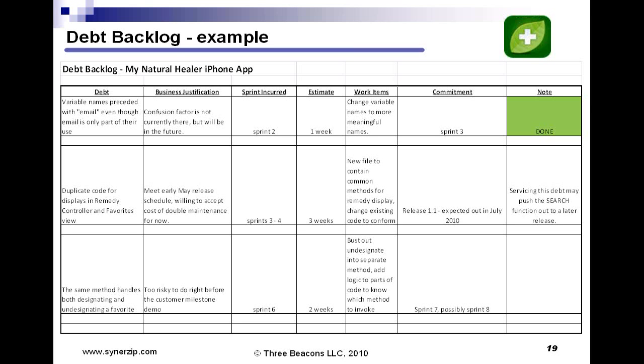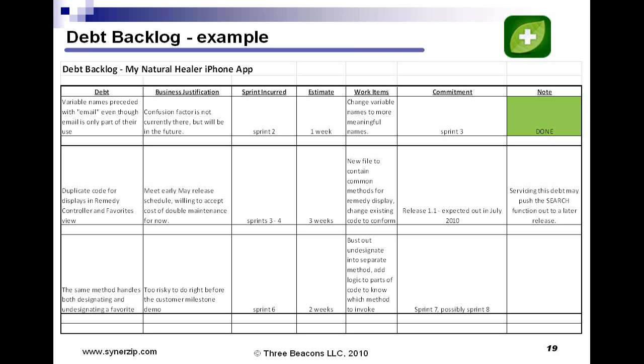If you look at the very bottom row on this debt backlog example, I noticed in the code that the same method handled both designating and undesignating a favorite. If you look through that method, it had a lot of if statements. If it's designate, do this. If it's undesignate, do that. And 3 or 4 if statements that seemed unnecessary. So we felt that code would be better refactored as separate methods, one for designate and one for undesignate.